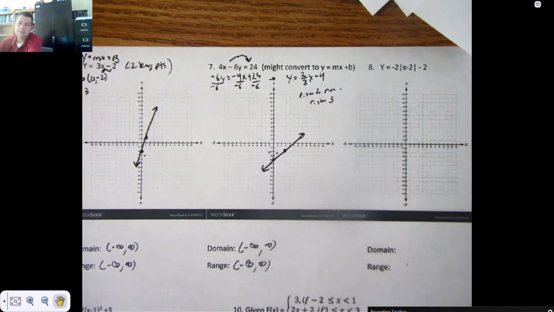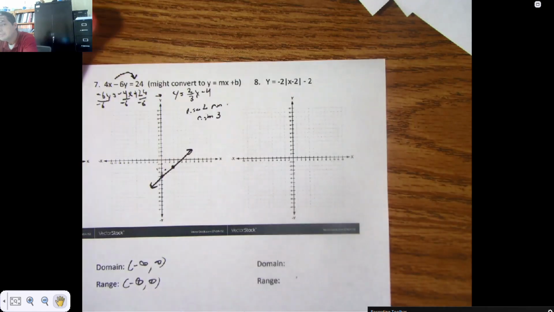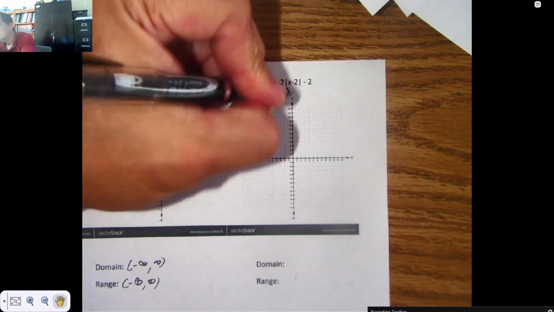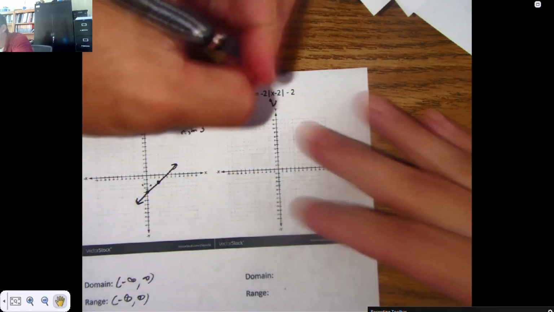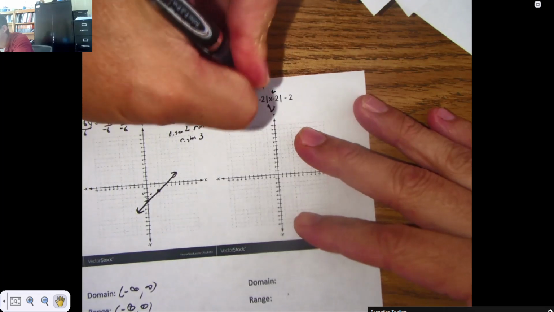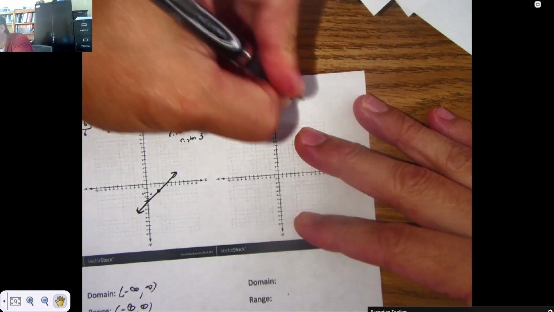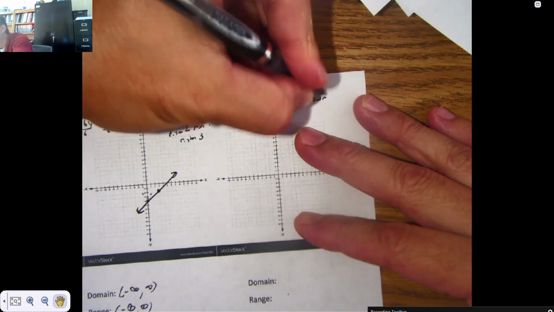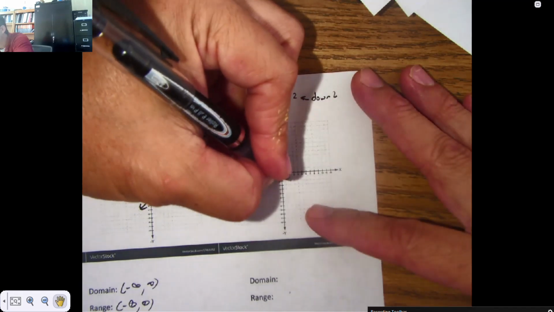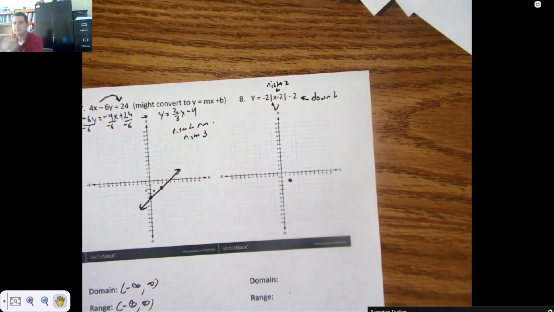And notice I didn't do set builder on that. I said you can do one or the other. You don't have to do both. It's up to you. Here we have the absolute value. It's going to be a V. This is opposite. This is right 2, and this is down 2. So I'm going to go right 2 and down 2, and that's where my vertex is.